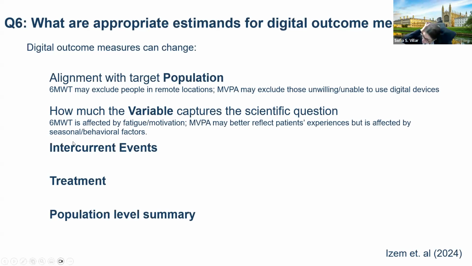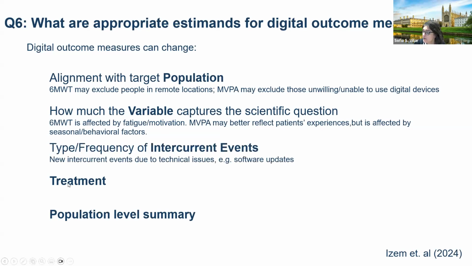Similarly, the variability captured in the scientific question could be affected. 6-minute walk could be affected by fatigue or motivation. It's a snapshot, one-off kind of measure. So that will affect the activity measured by 6-minute walk much more possibly than a digital endpoint that is capturing patients' experiences more realistically. On the other hand, MVPA could be affected by seasonal or behavioral factors, and Mia will nicely describe this in the simulation study to illustrate that.